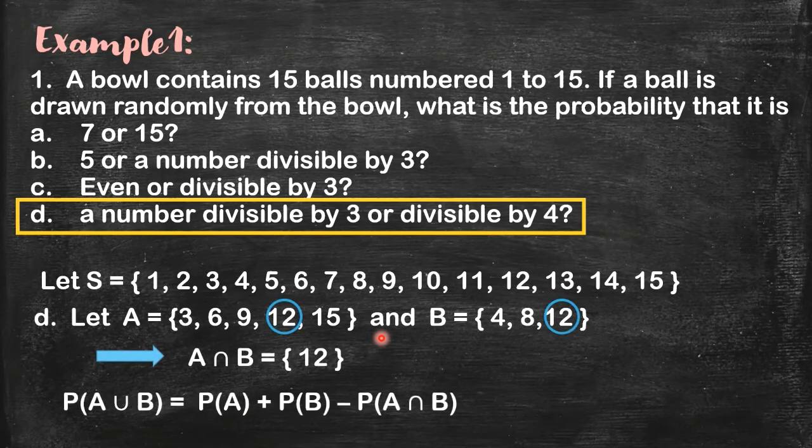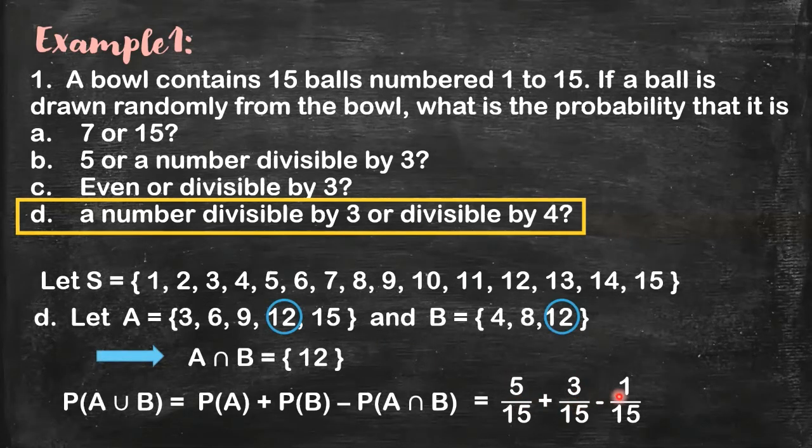Now we get the probability of their union. Okay? At ganito lang yun. Okay? All you have to do is to count the number of elements in the given set, okay, divided by the number of elements of the sample space. Okay? If you do the math, 5 plus 3, 8. 8 minus 1, you get 7. Okay? And then copy the denominator. You'll get 7 over 15.